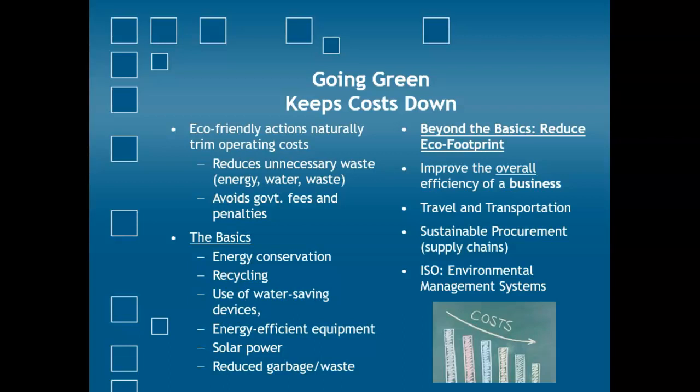And in doing that, the company can keep their costs down. So these eco-friendly actions, and that really means that they will do things that have less damage to the environment, can naturally trim operating costs when they reduce unnecessary waste, like waste use of energy and water. Then they reduce their cost. And by also reducing these problems, they avoid government fees and penalties, because government will assess those for violations of things like local ordinances or state laws or even federal laws.